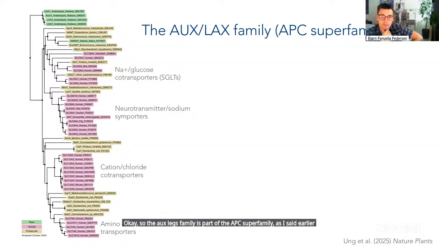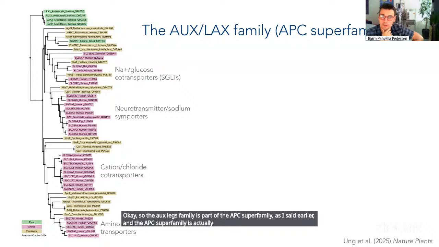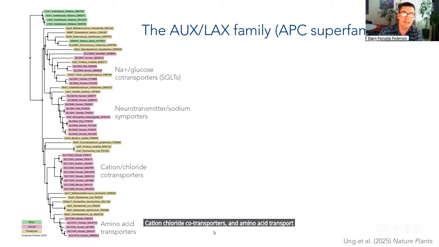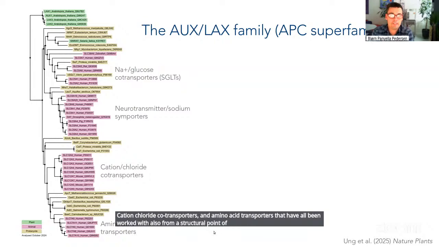Okay, so the AUX/LAX family is part of the APC superfamily, as I said earlier. And the APC superfamily is actually quite well known from a structural point of view. We have sodium glucose cotransporters, neurotransmitter sodium symporters, cation chloride cotransporters, and amino acid transporters that have all been worked with from a structural and a biophysical point of view. It turns out that the AUX/LAX family is actually a bit of an outgroup among all of these known transporters, so they are quite unique within the APC superfamily, but nevertheless, we would expect them to function in sort of the same way.